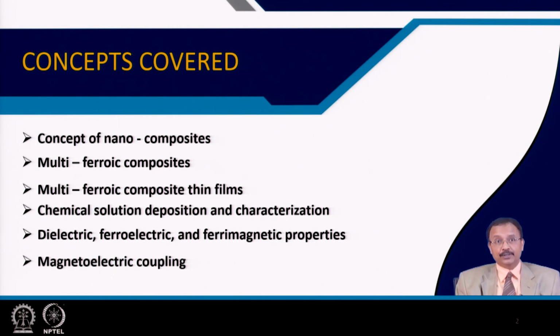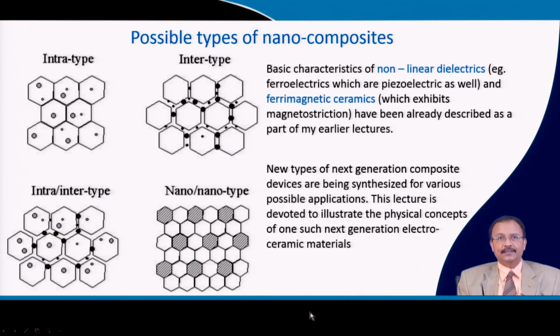Then multiferroic composites, thin film in particular we will be talking about, and how to synthesize these films by chemical solution deposition and how exactly they are characterized, that will be described. And the dielectric, ferroelectric, ferrimagnetic properties of this composite films will be described, and finally, how to measure the magnetoelectric coupling, that will be described. As you can understand, we will be talking about a composite material.